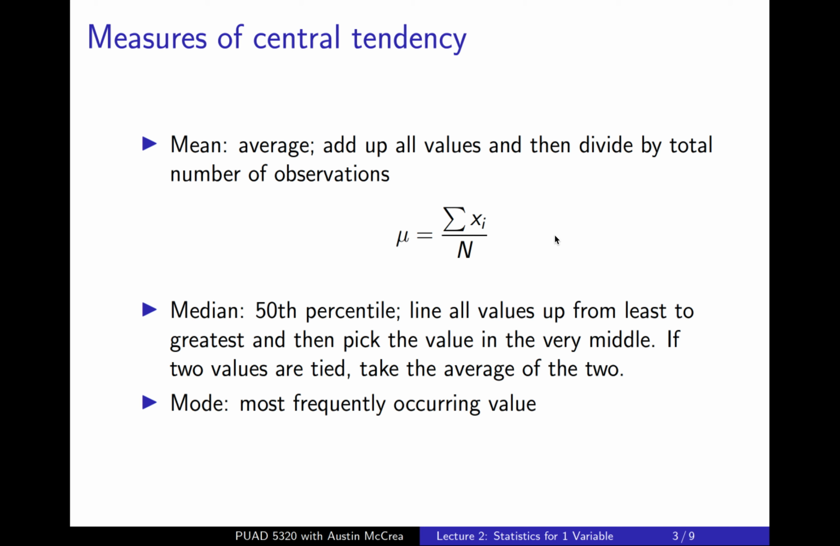Now, another measure of central tendency that we come across frequently is the median, which is just the 50th percentile. And we calculate this by lining up all values from least to greatest and then picking the value that's in the middle. And if there's a case where two values are tied, we take the average of those two. And then finally, we have the mode, which is the most frequently occurring value within a distribution of data.